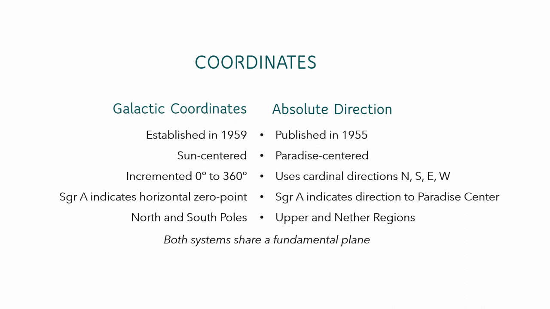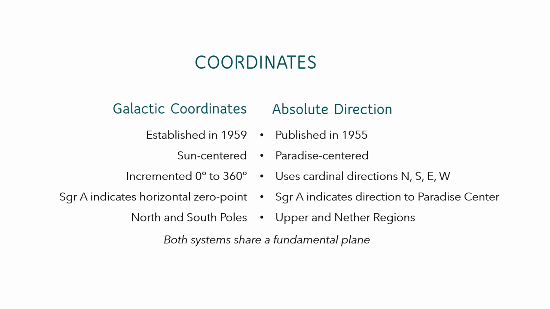The galactic coordinate system was established in 1959. It uses the Earth's sun as its center and is incremented from 0 to 360 degrees. 0 degrees is defined by the position of Sagittarius A. It has specific north and south poles.